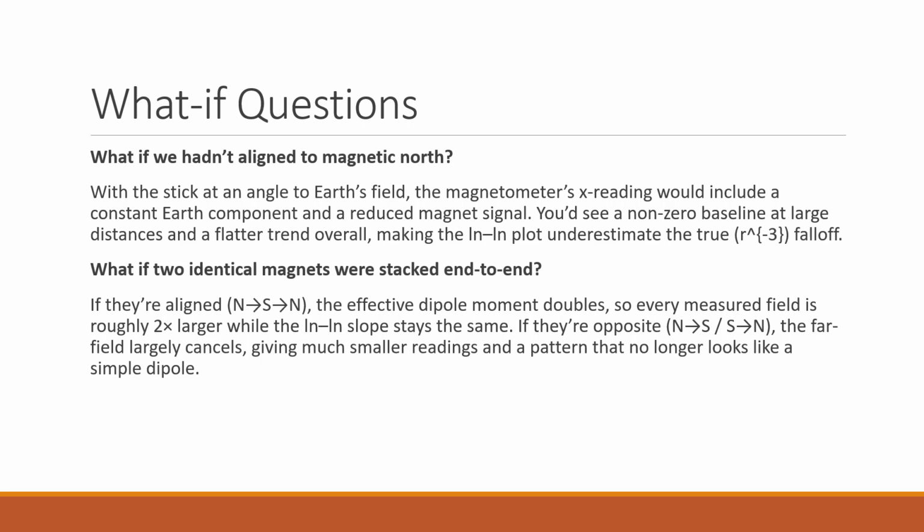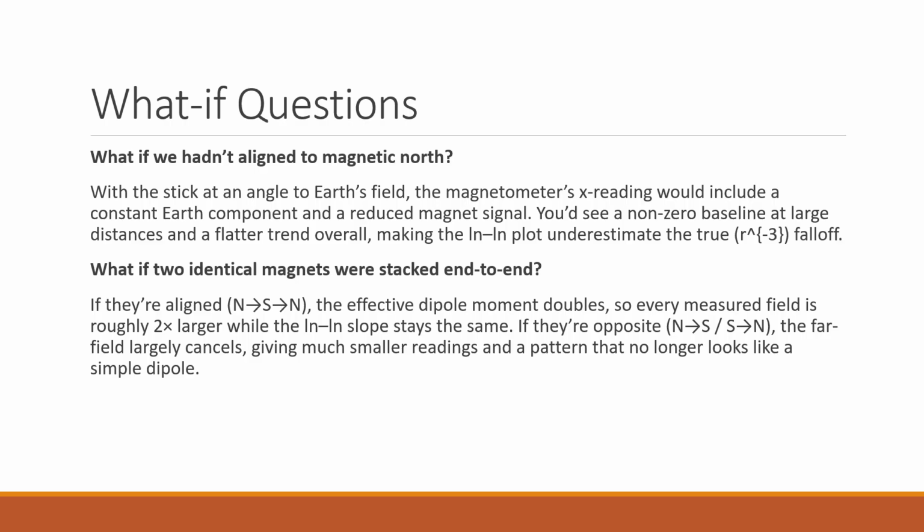And the what-if questions. What if we had not aligned the magnetometer to the north? With the stick at an angle to Earth's field, the magnetometer's X reading would include a constant Earth component and a reduced magnet signal. So it would not be fully calibrated.